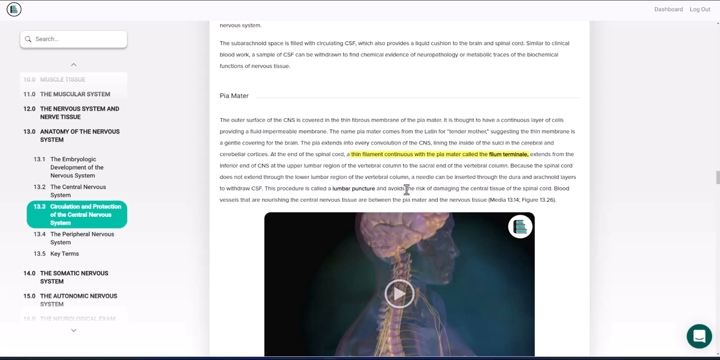This fluid is traveling up and down through the meninges, up and down from the brain to the spinal cord. There's a pattern of circulation of this fluid. And so to take fluid from the lower area of the spinal cord is no different than taking fluid from the brain, but it's much, much easier and safer to get fluid from the spinal cord.